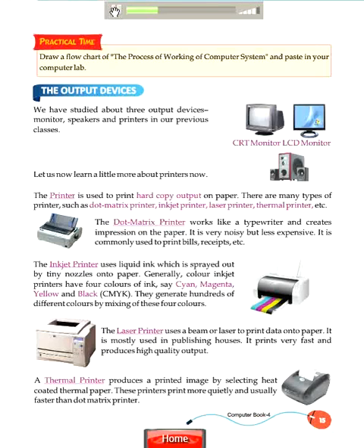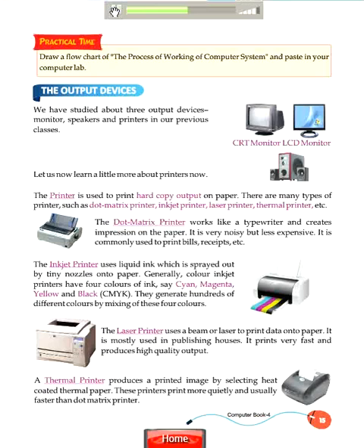The printer is used to print hard copy output on paper. There are many types of printers such as dot matrix printer, inkjet printer, laser printer, thermal printer, etc. The dot matrix printer works like a typewriter and creates impression on the paper. It is very noisy but less expensive. It is commonly used to print bills, receipts, etc.